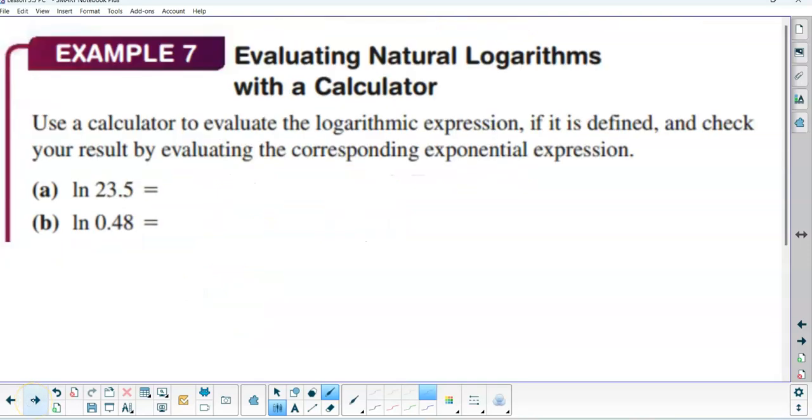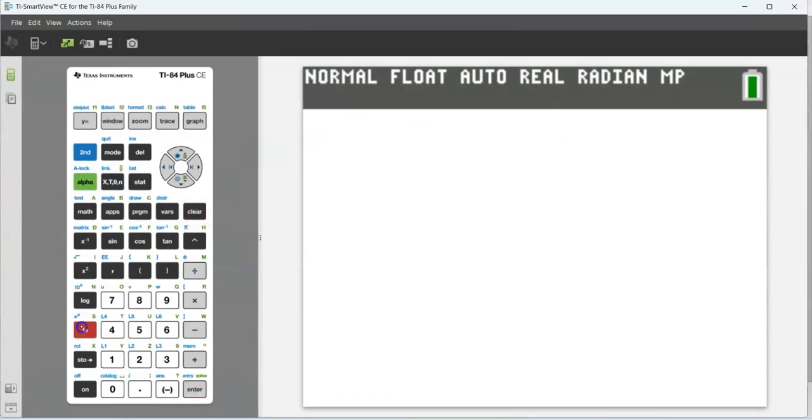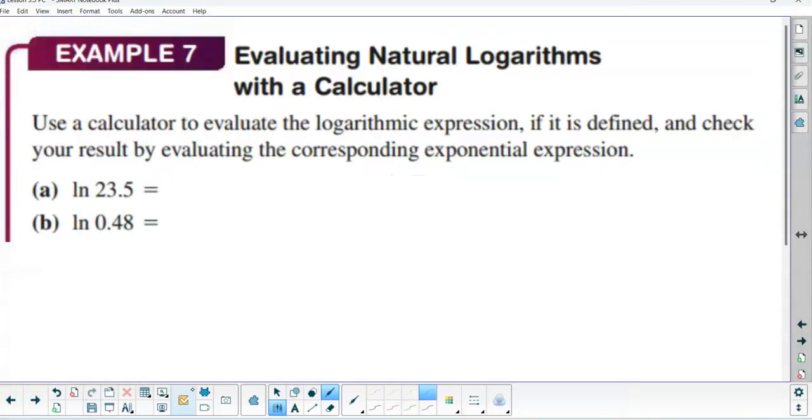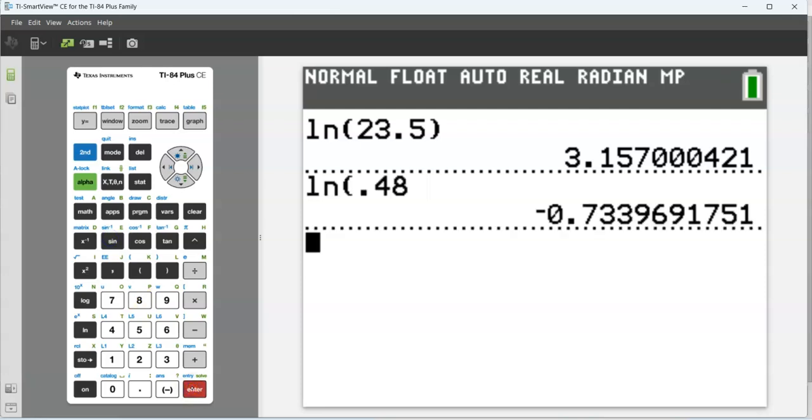Now you have a natural log button on your calculator as well, so let's discuss that. We have the natural log button located right underneath the common log button. So there's your natural log, and we have 23.5 to get our result, 3.157 approximately. And the natural log of 0.48 would look something like that.